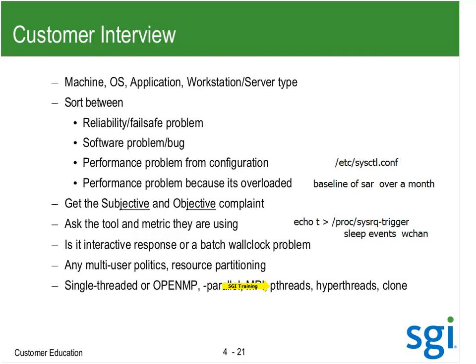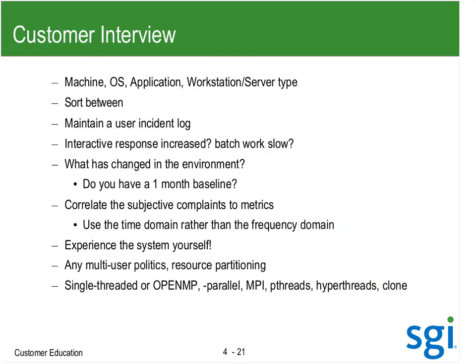Fork creates processes, clone creates threads. So there's some applications that call clone directly, which means there are no library interfaces in between that can have environment variables to affect them. Just about ready for a break here.